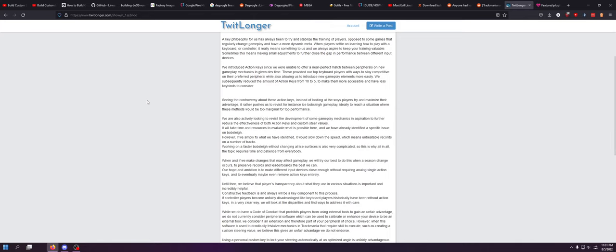We are also actively looking to revisit the development of some gameplay mechanics in aspiration to further reduce the effectiveness of both action keys and custom steering values. Like I was saying, the 35% instead of 100% steering lock. It will take time and resources to evaluate what is possible here, and we have already identified specific issues on bobsled. However, if we simply fix what we have identified, it would slow down the speed, which means unbeatable records on a number of tracks.